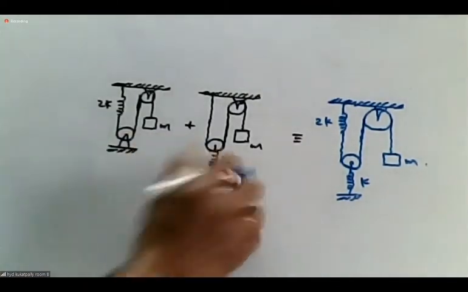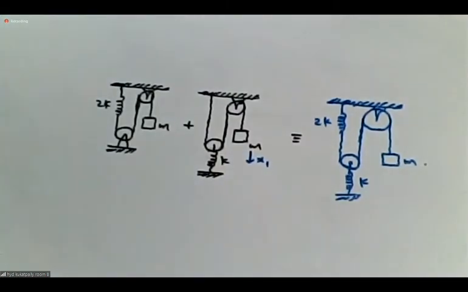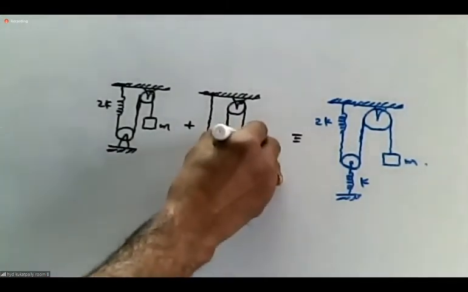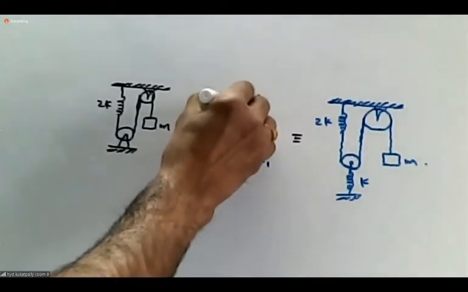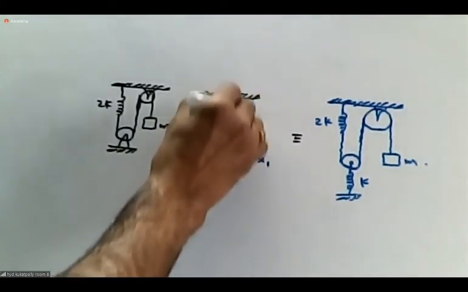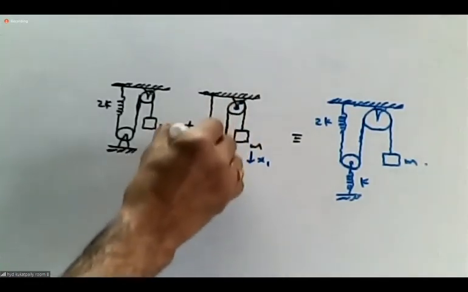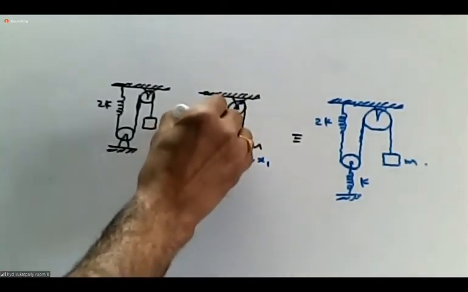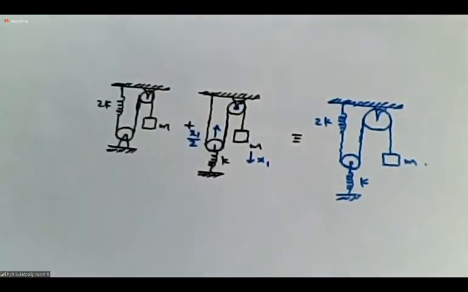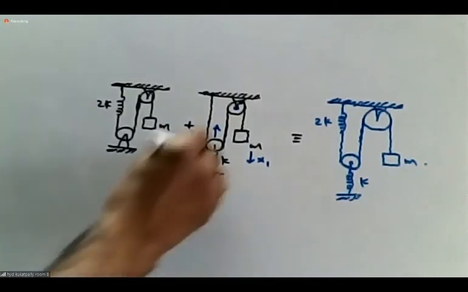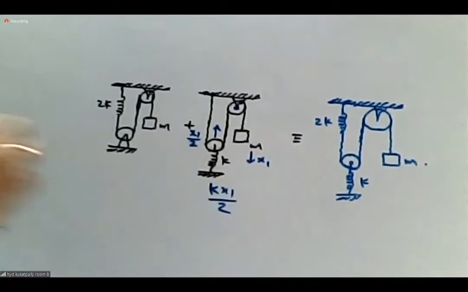One spring is on. Assume that this block displaces down x1. When it displaces down x1, this pulley being at rest and fixed, the string here raises x1. The string raises x1 means the center of the pulley goes up x1 by 2. So the tension is K x1 by 2. This you understood or not? Tell me first.